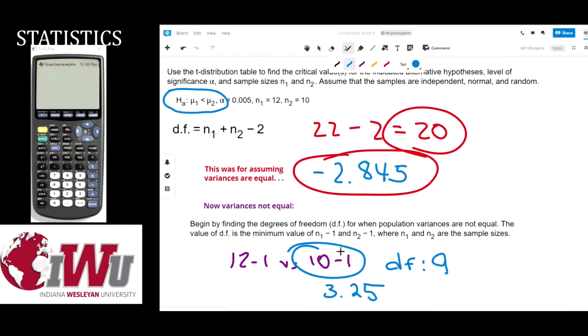But once again, that's the t-value. It's still a symmetrical curve, and we're dealing with the left tail, so it's not going to be just 3.25, it's going to be negative 3.25. So this is going to be our critical value if the population variances are not equal. So we do have a difference here. The top one, we did assuming the population variances are equal. The bottom one, we did as if the population variances are not equal. So equal versus not equal. There will end up being a difference in the critical values and the rejection regions.